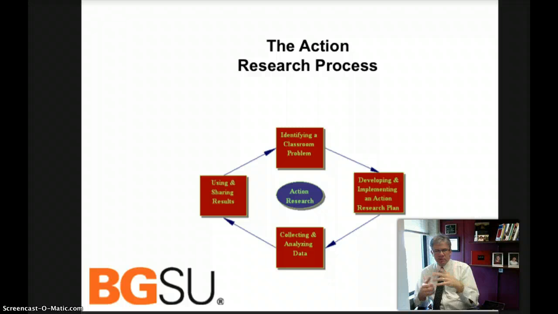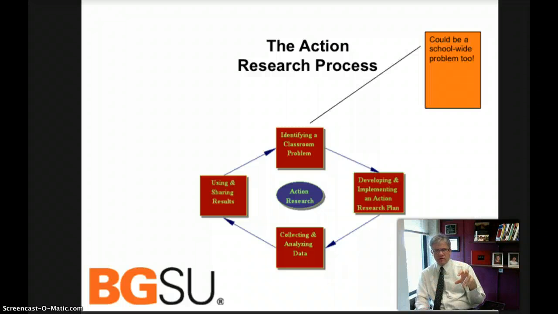So here's this loop, right? Identify a classroom problem, and this could be a school-wide problem, right? But then we're developing and implementing an action research plan. So we develop the plan. The first square, identifying a classroom problem or a school-wide problem, that's phase 1 and 2. Phase 3 is the developing and implementing, and 4 is there. So 1 and 2, 3 and 4. Collecting and analyzing data is 5. 5 continues on to using and sharing of results that then feeds back into the identification and feeds this loop, right?